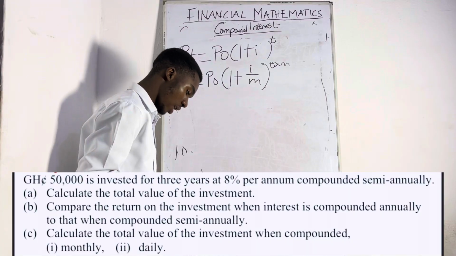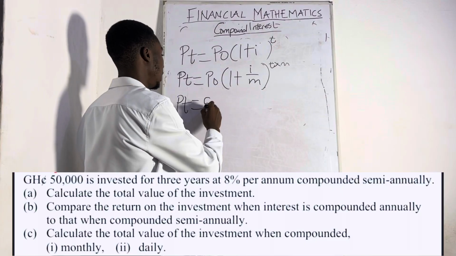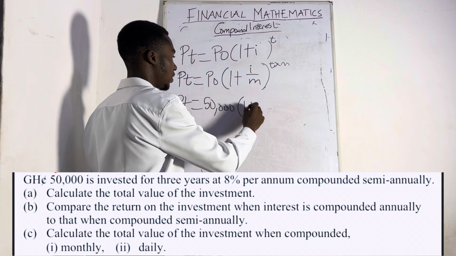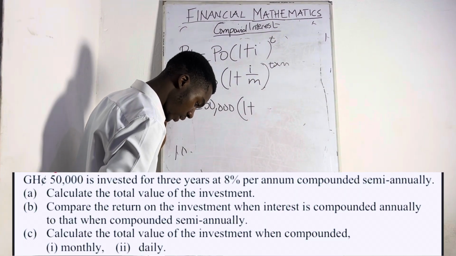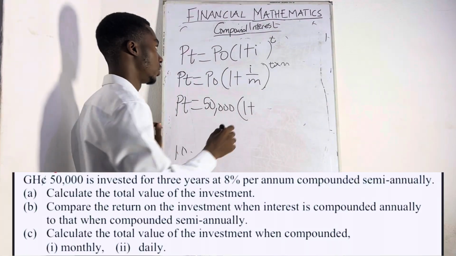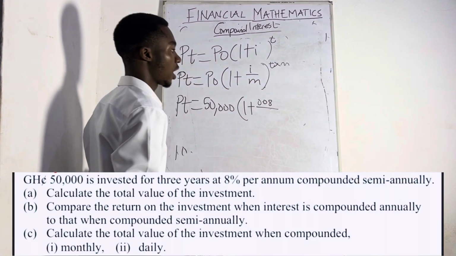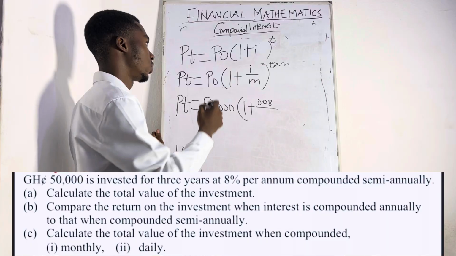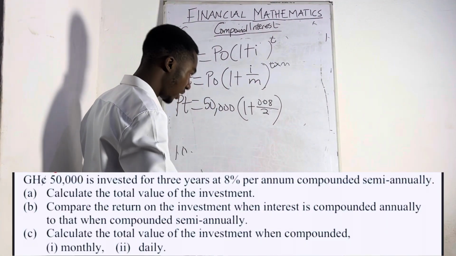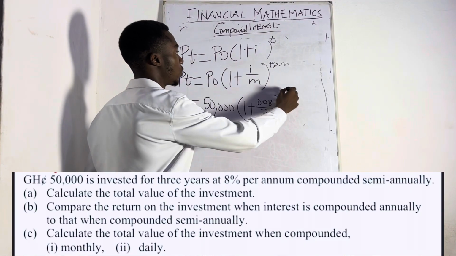Now that we have this in mind, 50,000 cedis is invested. So our P0 is 50,000 cedis, which is our principal, or how much you are investing. Then 1 plus, what's the interest rate in the question? The interest rate is 8% per annum, so 8 over 100. Anytime they give the interest rate, you divide it by 100. So plus I, which is 0.08 over M. How many times are you compounding in a year? They said semi-annually, so our M becomes 2. Exponent T. How many years did they say? They said 3 years, so our T will be 3 times the M, which is 2.